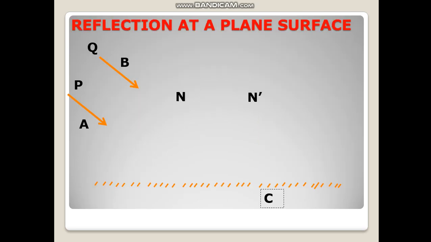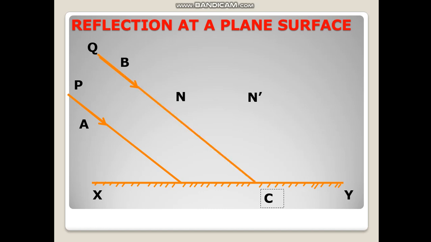Now let us talk about reflection at a plane surface using Huygens principle. Rays of light are approaching from PQ on the reflecting surface XY. These are the incident rays. AB is the incident wavefront, which reaches the surface at point A dash. When the ray reaches C, A dash starts emitting a wavelet. Now let's see how. A dash B dash is also the incident wavefront here.